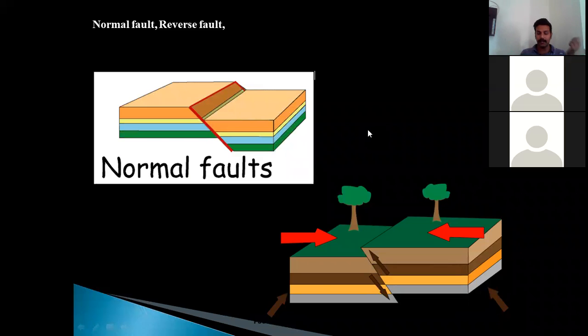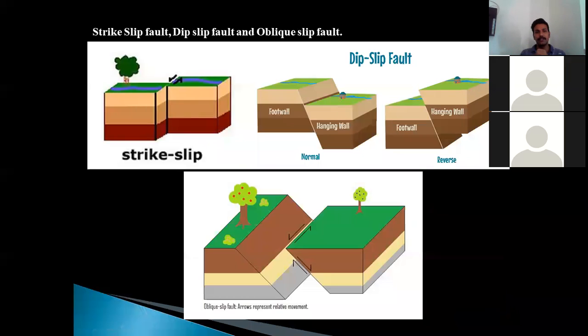Let us see other examples of the genetic classification. These are strike slip fault, dip slip fault, and oblique slip fault. This classification is done on the basis of the slip. Slip means the displacement done by the blocks. So if the block has displaced along the strike of the fault plane, then it can be called a strike slip fault. You can see in the first picture where the block actually displaced along the strike of the fault plane. Here we are considering the strike of the fault plane. Then it is called a strike slip fault.